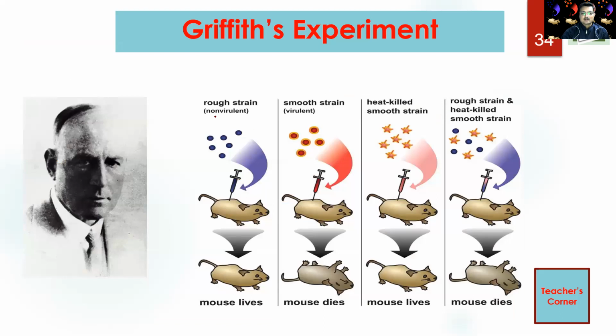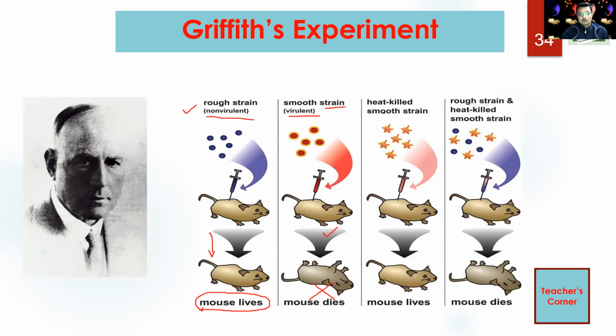In his experiment, he injected the R strain into mice and it was seen that mice was alive. Mice did not die. So what can be the reason? Because it did not have that polysaccharide coat and hence it was defeated by the immune system of the mice. Once he injected S strain inside the mice, it causes pneumonia and mice died.